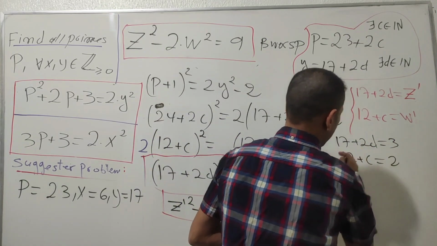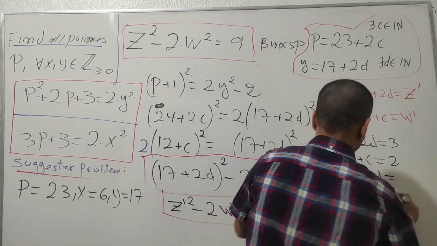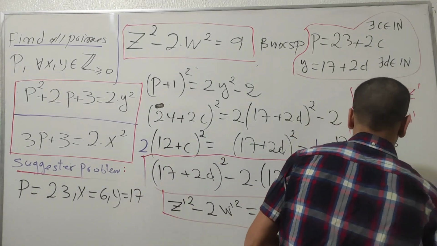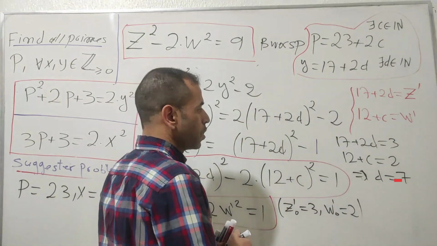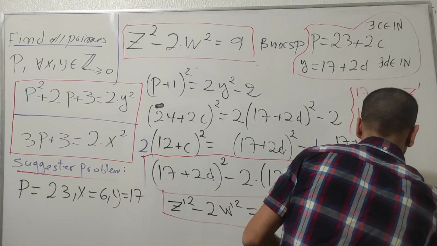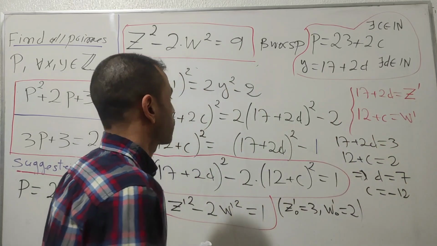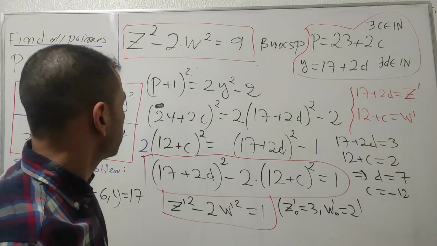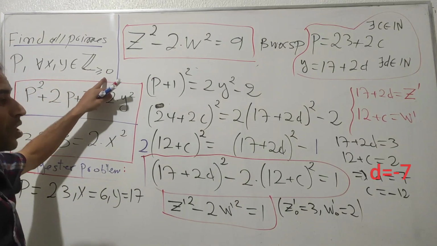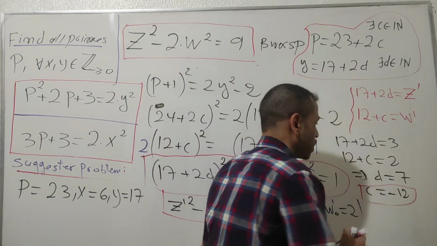Taking this 3 to the left is going to give us d: 17 minus 3, which is 14, and 14 over 2 is 7. For c, it's simpler. c is going to give us minus 12. But be careful here. We have chosen x and y to be non-negative integers. Here is the first contradiction, because we get a negative number.